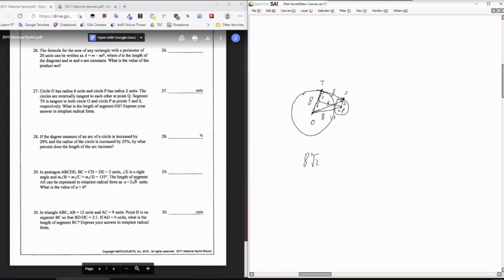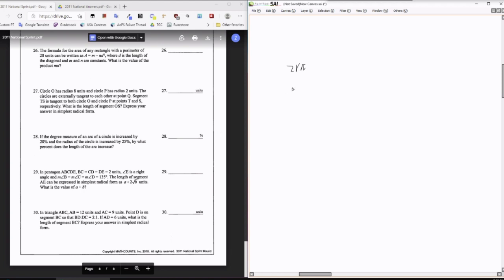Number 28. If the degree measure of an arc of a circle is increased by 20% and the radius of the circle is increased by 25%, by what percent does the length of the arc increase? So, the circumference of the circle is directly proportional to the length of the radius, right? Circumference is 2 pi r. So it's directly proportional to the radius.